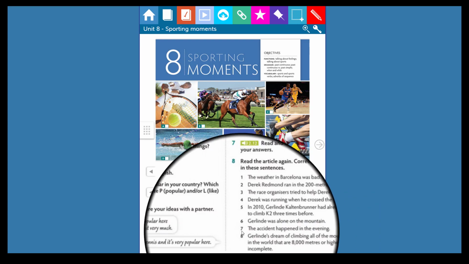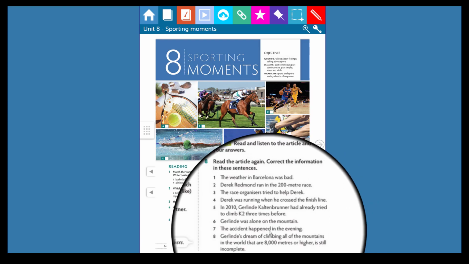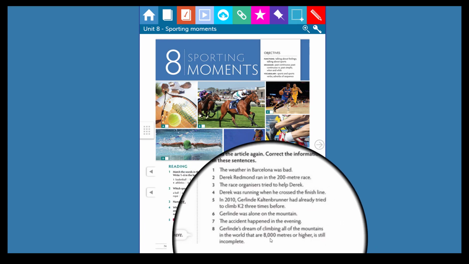Number 7. The accident happened in the evening. Note, the accident happened in the morning. And number 8. Geraldine's dream of climbing all the mountains in the world that are 8,000 meters or higher is still incomplete. No, that's incorrect because her dream is complete now. Okay, good.